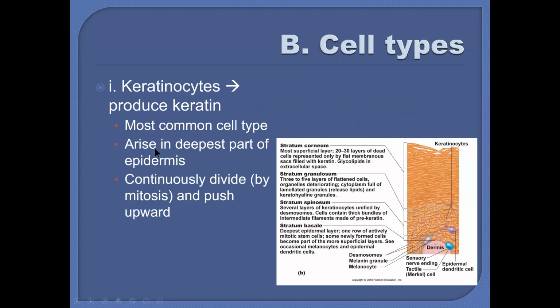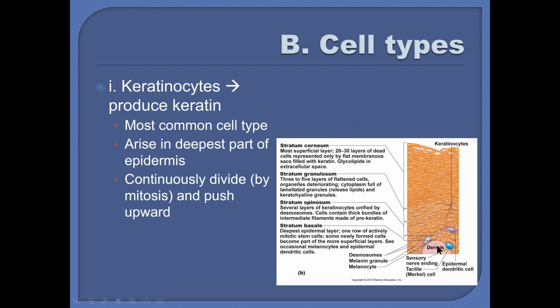The first cell type is the keratinocyte, which produces keratin. It's the most common cell type. It arises in the deepest layer, which is the basal layer. That's why it's called stratum basale. It's attached to the dermis. This is the dermis right underneath it.